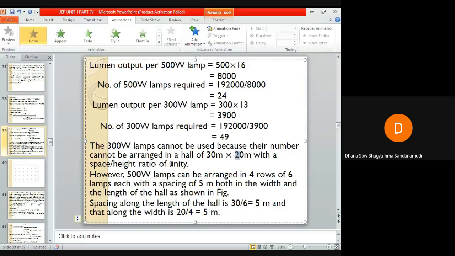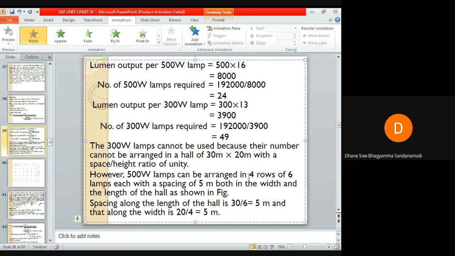So for the given space height ratio of unity, I think 500 watts lamp is preferable when compared to 300 watts lamp. For the given space height ratio of unity, we cannot use 300 watts lamps for the given hall dimensions of 30 into 20. Okay, so did you complete this slide?